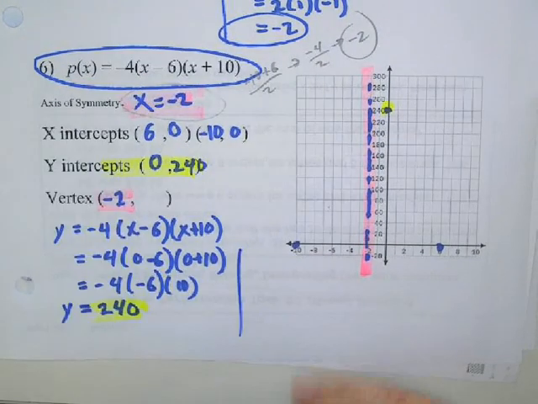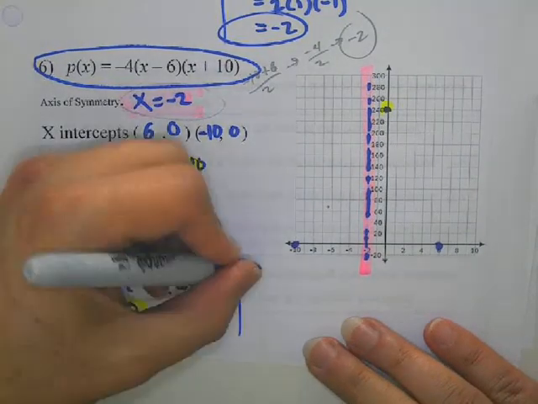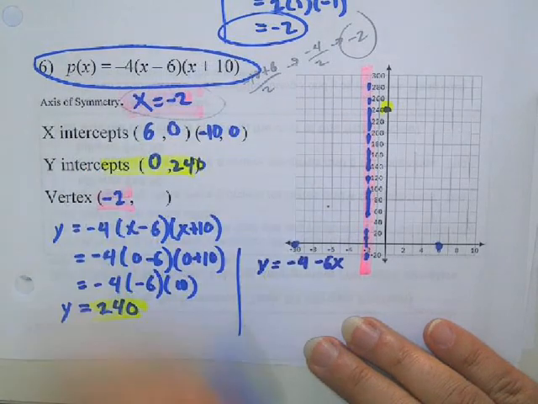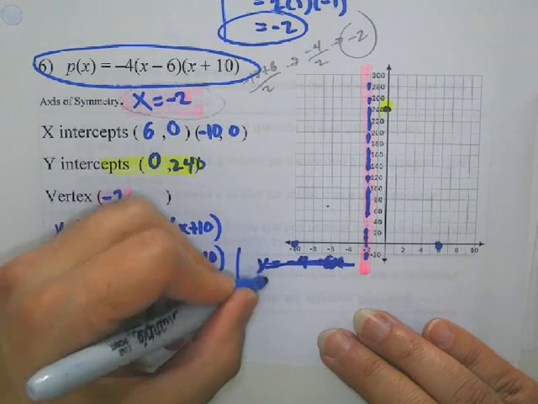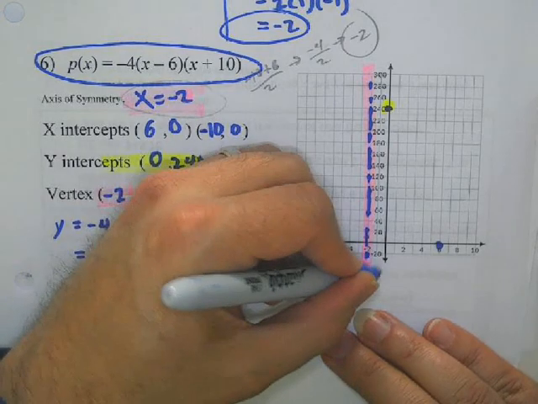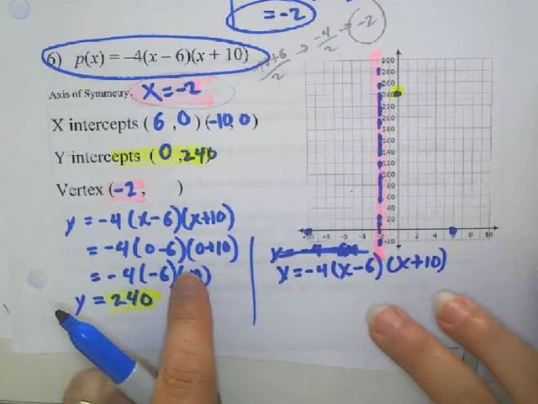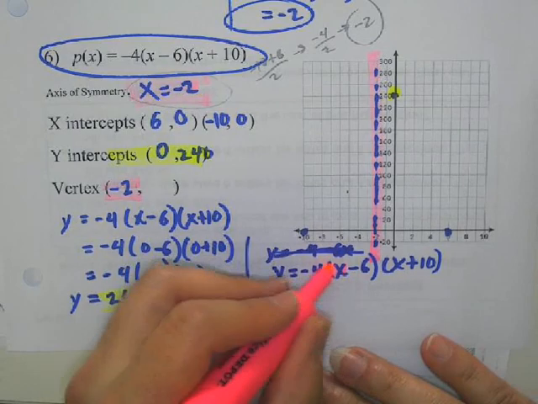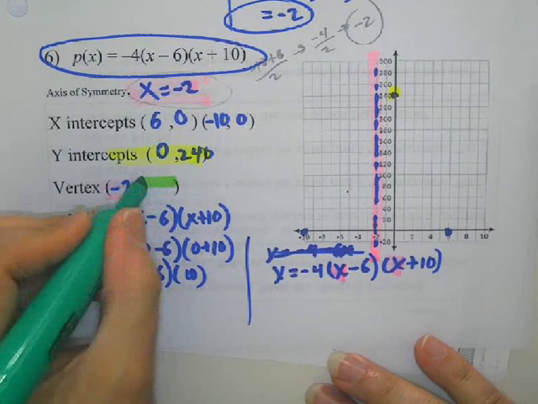Okay, let's find our vertex. So let's rewrite the equation. Y equals negative 4 minus 6x. Wait, what the heck? Y equals negative 4 times x minus 6, x plus 10. Okay, there's my equation. We're going to replace x with negative 2 in order to figure out our y value of the vertex.